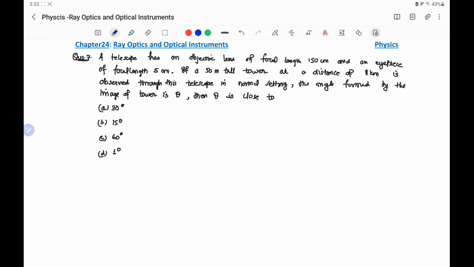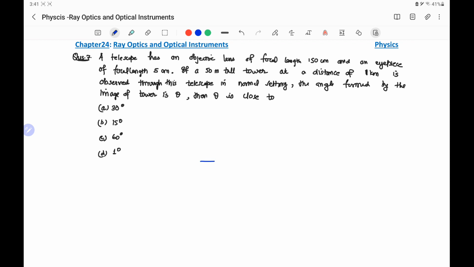Seventh question is, a telescope has an objective lens of focal length 150 centimeter and an eyepiece of focal length 5 centimeter. If a 50-meter tall tower at a distance of 1 kilometer is observed through this telescope in normal setting, the angle formed by the image of the tower is theta, then theta is close to. Options are 30 degree, 15 degree, 16 degree, and 1 degree.